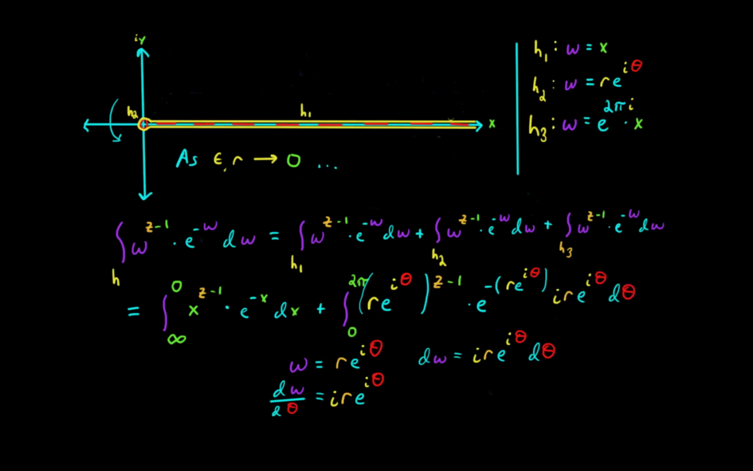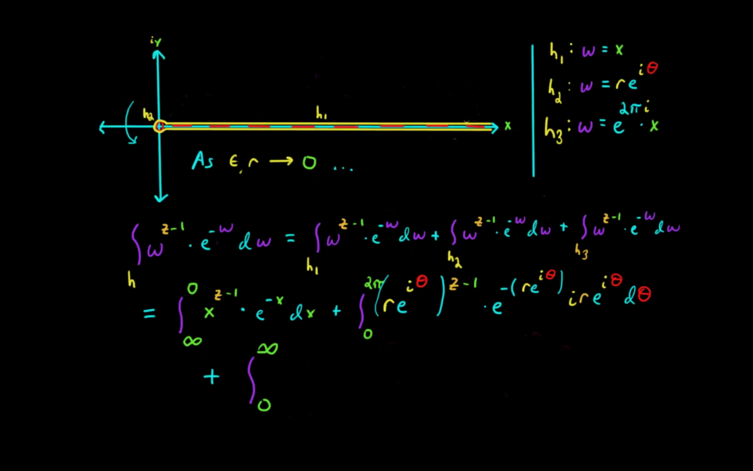So let me plug that in for dw there. This integral looks really ugly, but it actually simplifies fairly quickly. And the last piece of the contour integral is fairly easy. Here w equals e to the 2 pi i times x, so this will be the integral from infinity to 0. Now we're ending at infinity, starting at 0.